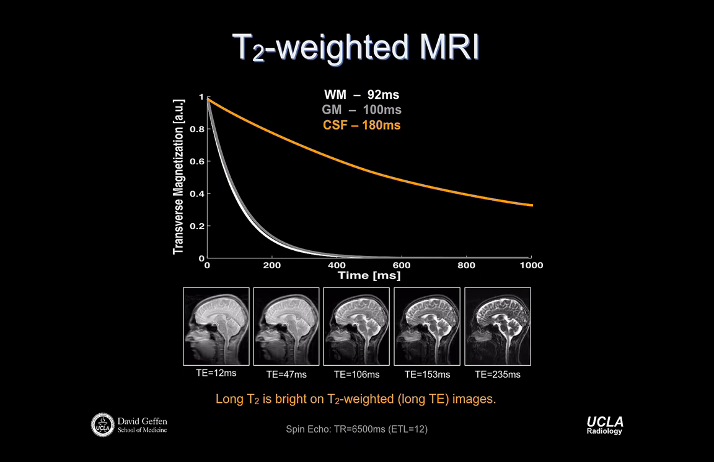The CSF, which really surrounds the brain on the outside, you can see is quite bright at the end of this image. The CSF signal persists for a long time. It has a long time constant. White matter and gray matter tend to decay more quickly, and so the brain is reasonably dark when you get to that right-hand side image. So this is the qualitative concept of T1 and T2 relaxation.